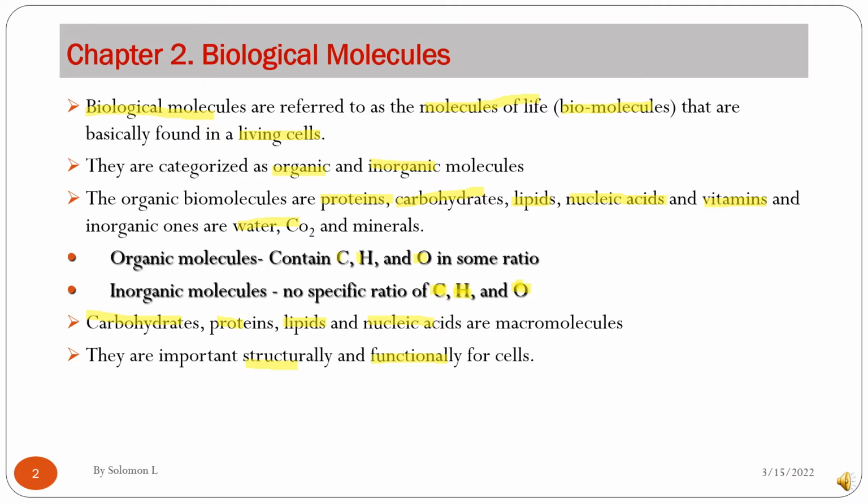For example, carbohydrates can provide cells with energy. Proteins can provide cells with repair and growth of the bodies of organisms. Lipids are also energy providers for the cells. Nucleic acids are the genetic materials of organisms, so they determine the characteristics of organisms. Therefore, these macromolecules, structurally as well as functionally, are very important for cells.